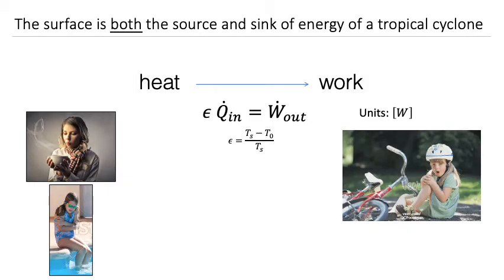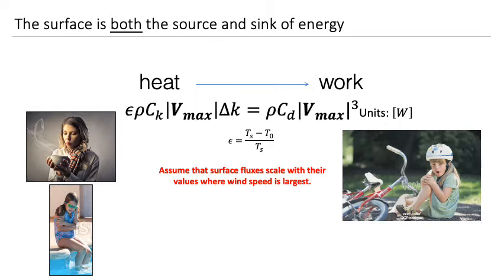So when you put these together, the surface is remarkably both the source and sink of energy for a tropical cyclone. So we can go back to our equation now, our Carnot engine view of using heat input to do work. And so what we can do now is plug in our bulk formula for the heat input and the work done, on each side of this.